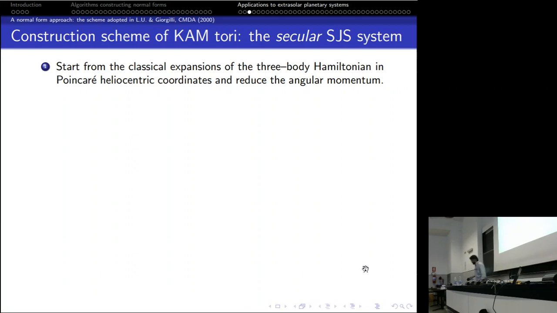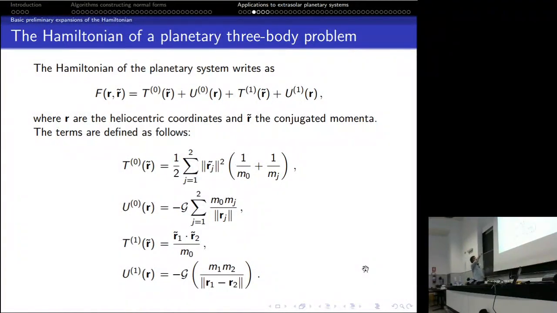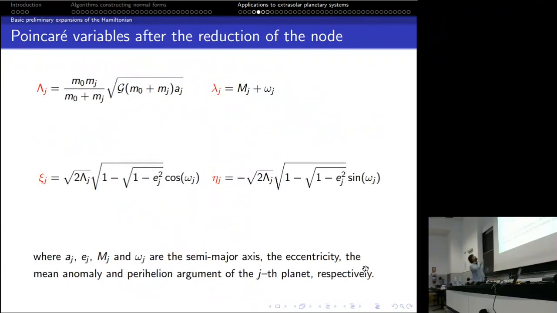I'm going pretty slowly because there are many points to comment on. So you can describe a three body problem. Why three body? Well, let's start with three body. Two bodies are trivial, and then three body is the first non-trivial system. You have a Keplerian part plus a perturbation that is due to the mutual attraction between the planets. You use these coordinates that are coming from the use of the Jacobi coordinates. This is the version by Poincaré, actually.